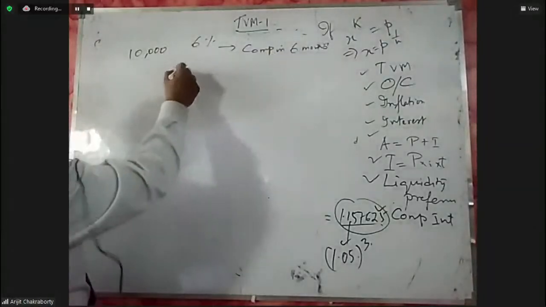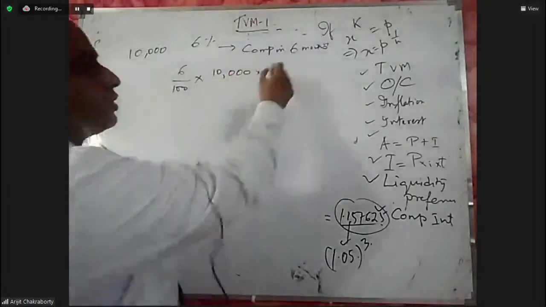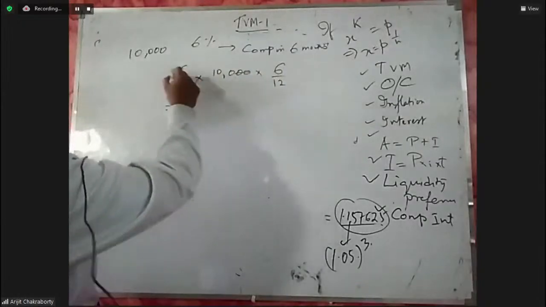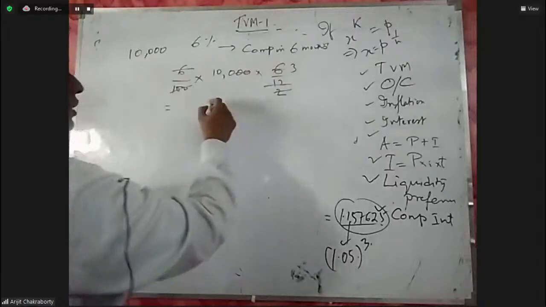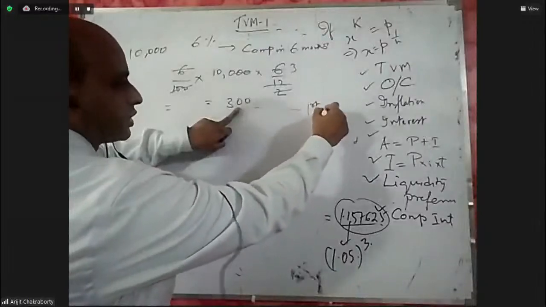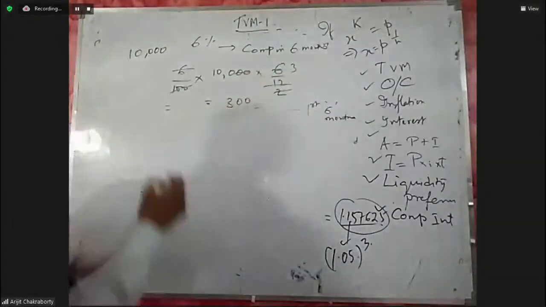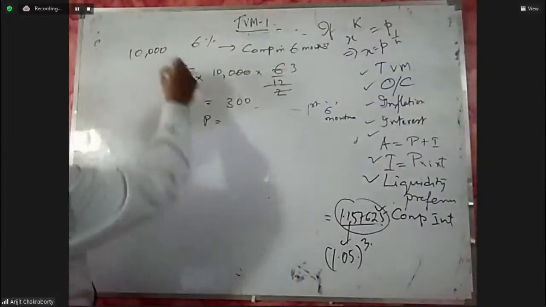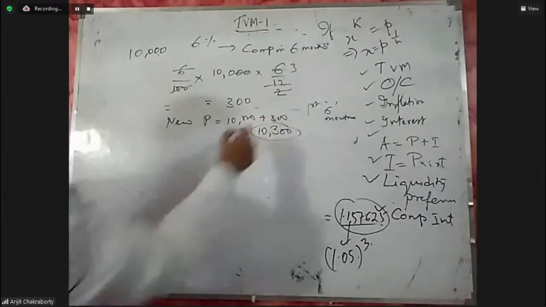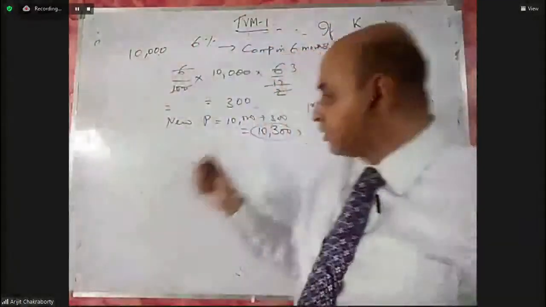So what will be the interest? 6 by 100 into 10,000 into 6 months by 12. So this gives me how much? 100, so 6 and 2, 2 and 3. I'm getting 300 rupees as my interest for the first 6 months. Now this is compounding. That means the new principal becomes 10,000 plus 300, that is 10,300. This is the new principal. Clear? Now the interest for the next 6 months will be calculated on 10,300.